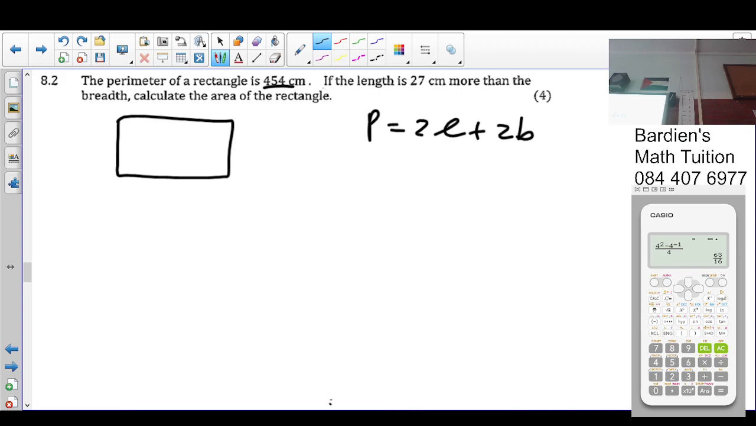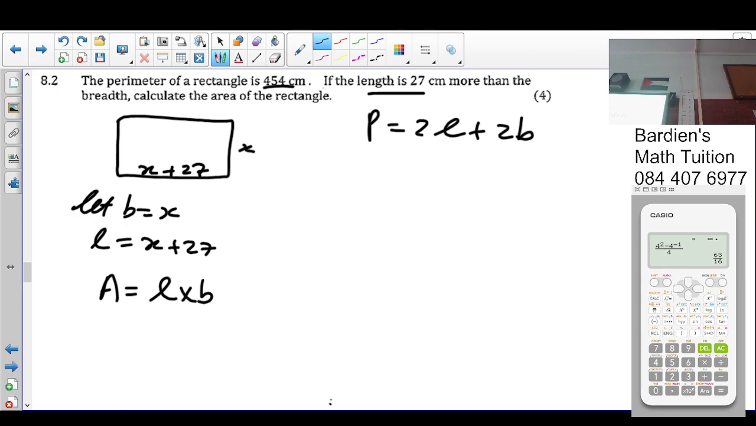454 centimeters, if the length is 27 centimeters more than the breadth. So we say the breadth equals x. So what will the length be? It's going to be 27 more than x, so it's going to be x plus 27. Can you see that, people? The question says calculate the area. How do you calculate the area of a rectangle? Length times breadth. Okay, let's go.